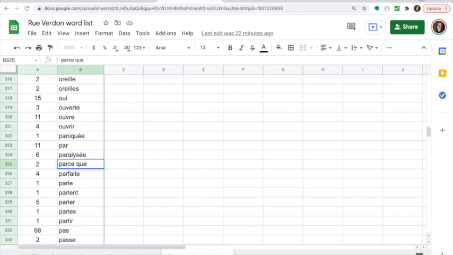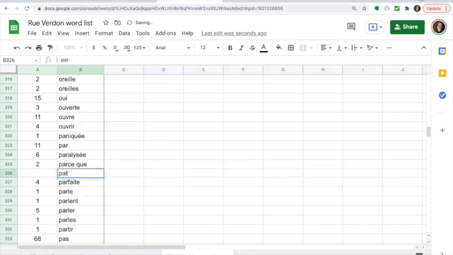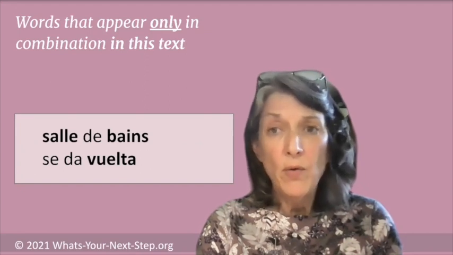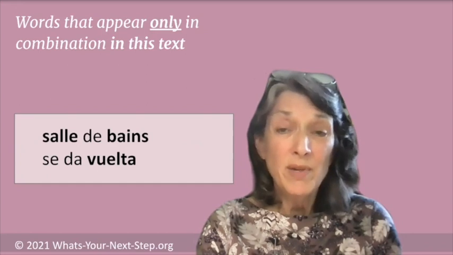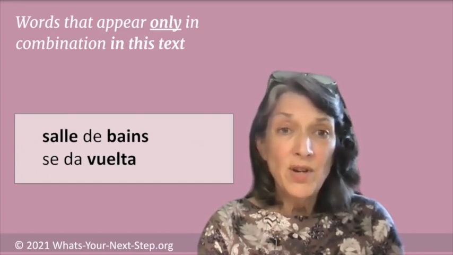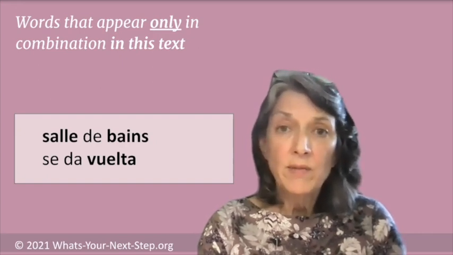Since it never appears on its own, I update the parce entry in my spreadsheet to parce que, and I add an entry for parce que. We'll decide what to do with that later. Then there are words that may appear on their own in the language, but in this text are used only in a combination, like salle de bain in this particular novel, or se da vuelta in the Spanish novel.